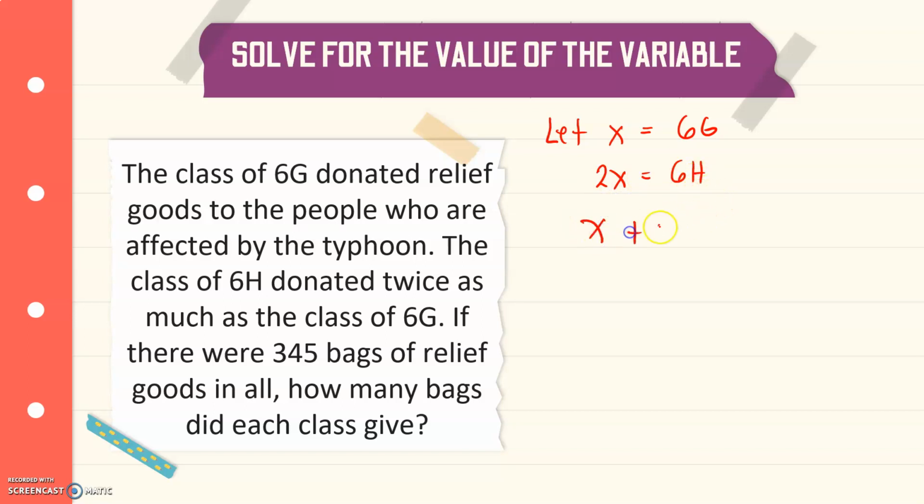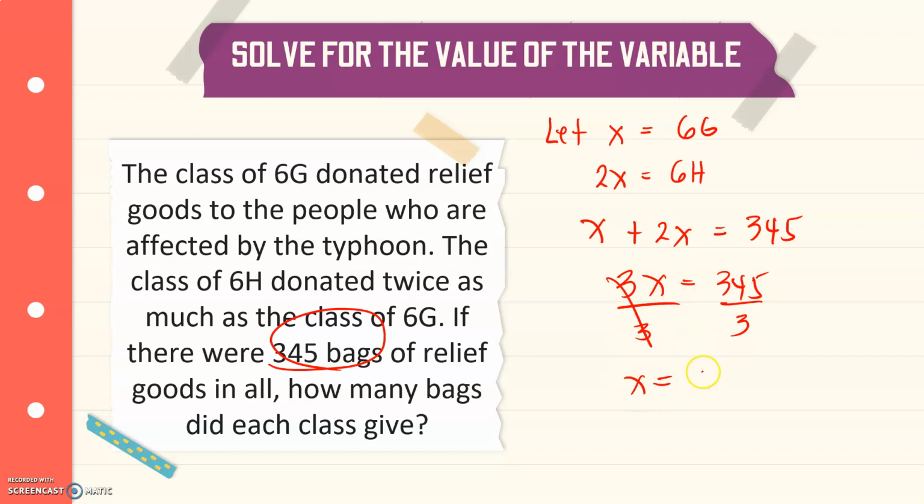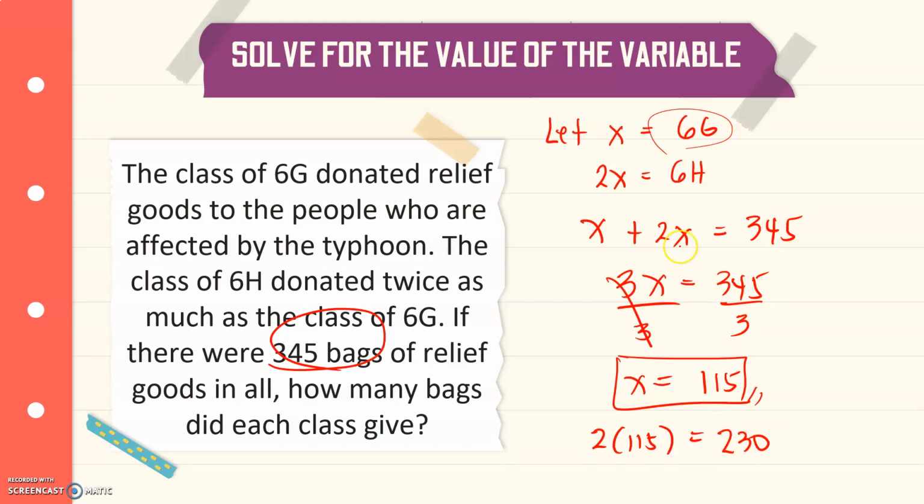Adding the two numbers will give us 345 since that's the total number of bags donated by both sections or classes. Then combining like terms here, we'll have 3x is equal to 345. We'll have to divide both sides by 3 to get the value of x, and that will give us 115. Therefore, the number of bags donated by 6G is 115. When you double this, 2 times 115, that will give us 230. This is now the number of bags donated by 6H.